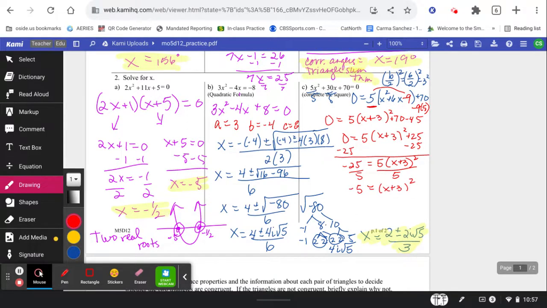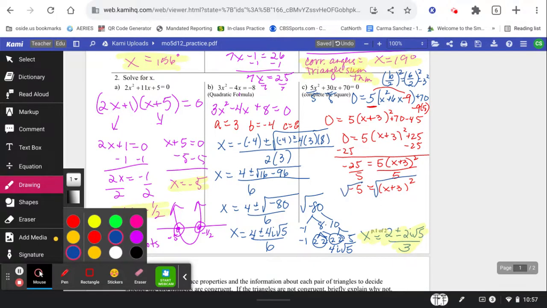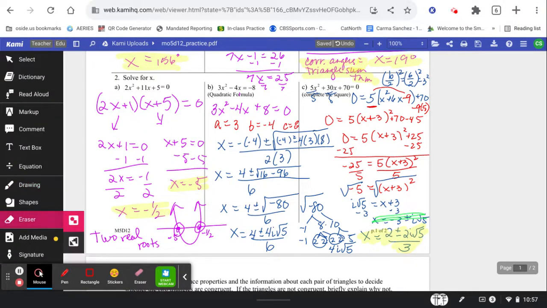We want it in this format so that we can solve now by square roots. Square rooting both sides gives us i root 5 is equal to x plus 3. And last step of minusing 3 from both sides, and I'm going to flip it around, gives me negative 3 plus or minus i root 5 as my final answer. Woo! Another goodie. How far did you get on that one?